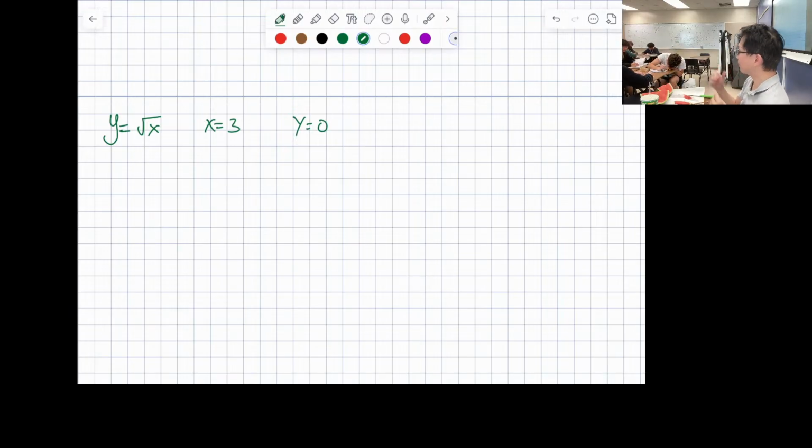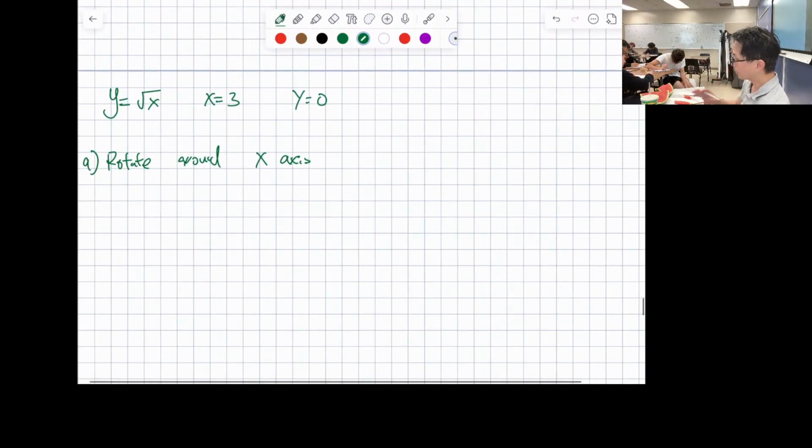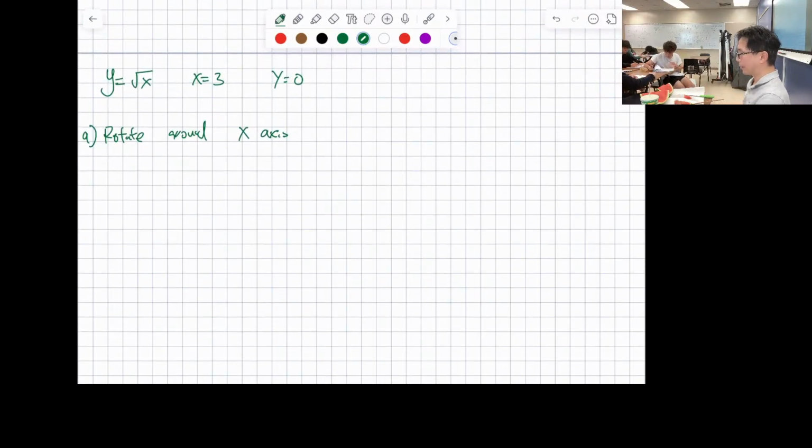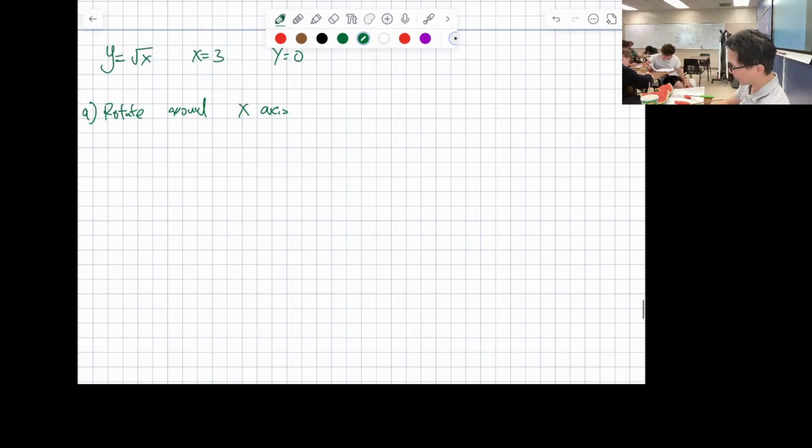If you need to plug in a couple points, you need to figure that out. First thing I want you to do is rotate around the x-axis. I want you to find the volume of this particular shape rotating around the x-axis. The only thing I changed is from 4 to 3. You're going to draw y equal to square root x, x equal to 3, y equal to 0. You're going to draw this bounded graph first, and you have to find all this information.